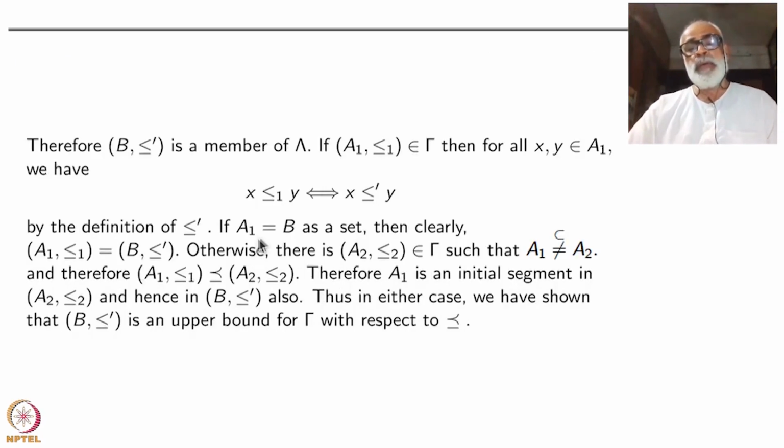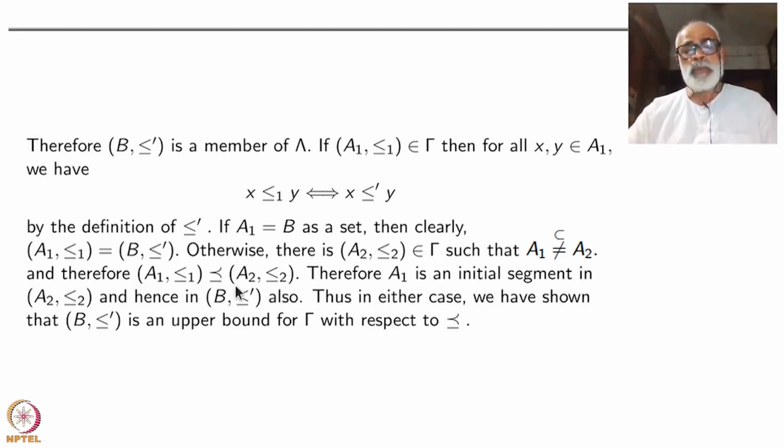Now suppose A1 is the whole of B, that is one case as a set, then clearly these two are equal because we have already shown this one. So as posets also they are equal. Otherwise, A1 is a proper subset of B. That means there must be A2 inside this gamma such that A1 is not equal to A2 but contained inside A2. If everything is contained inside A1, the union will be A1 which is B. So that is not the case now. So A1 is contained inside A2 but not equal.